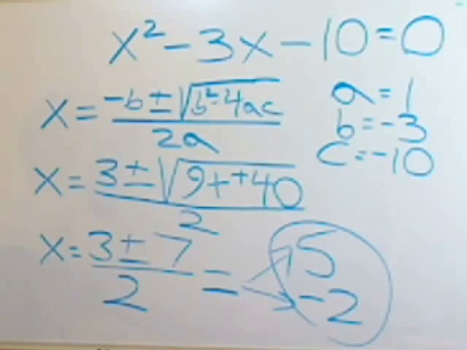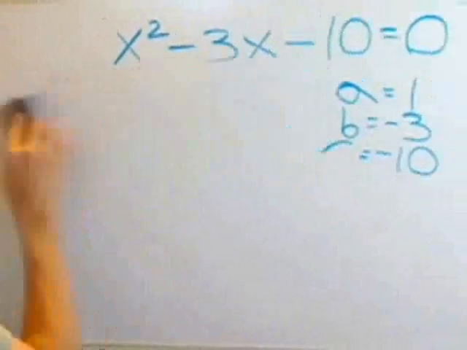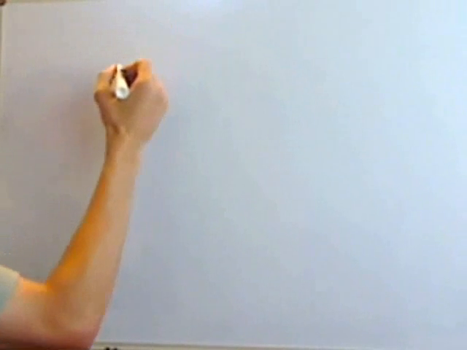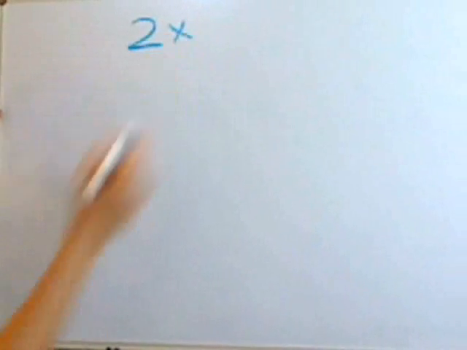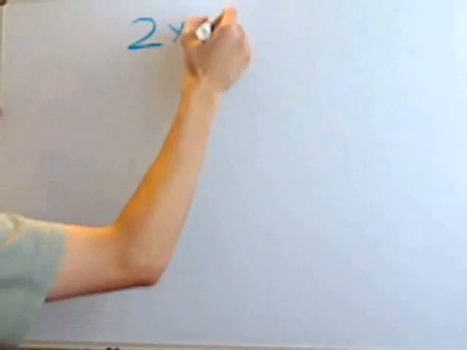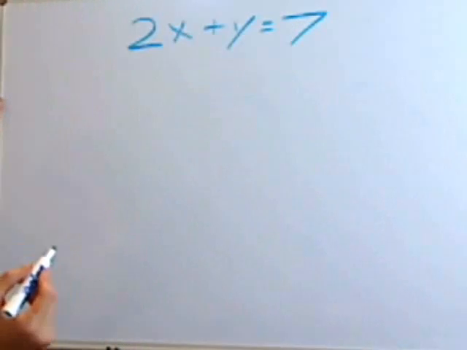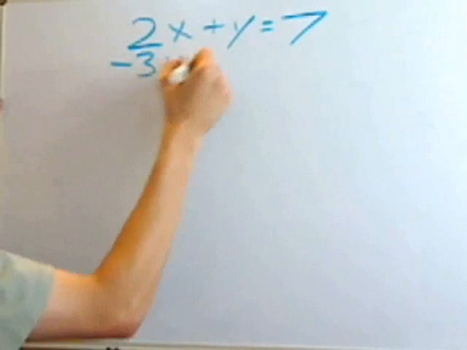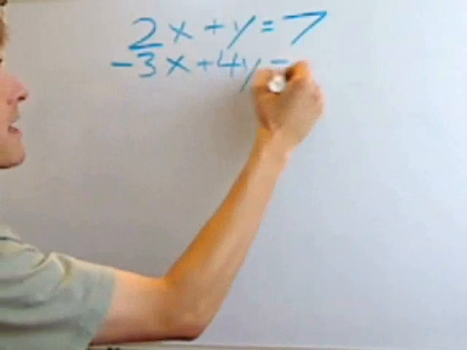Now let's do our last algebra problem after I erase this. Okay, our last algebra problem is one with two equations and two unknowns, and we'll see this type of thing from time to time this semester. So it's 2x plus y equals 7, and negative 3x plus 4y equals minus 5.